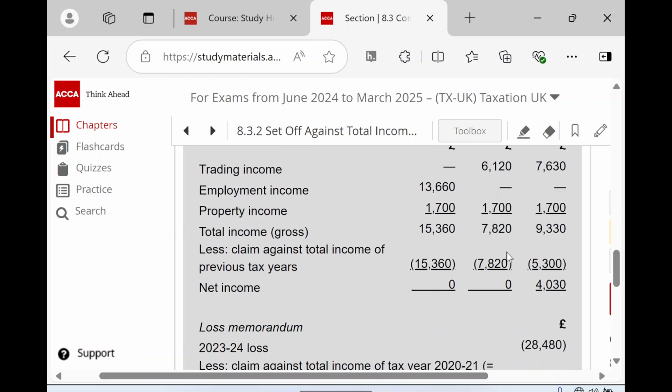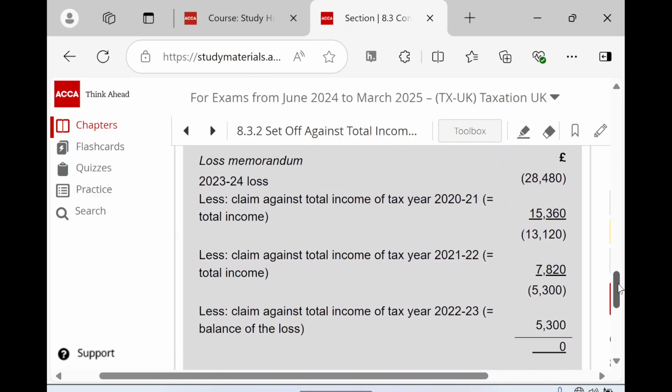Outside of that, let's move forward then. Again, we can take all of this, and we'll see in the loss memorandum just down below, we've still got plenty of loss to utilize. And then in the final year, basically it's the balance. So if I show you that, it might be a little bit easier to look at here.